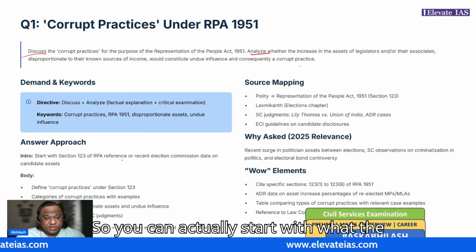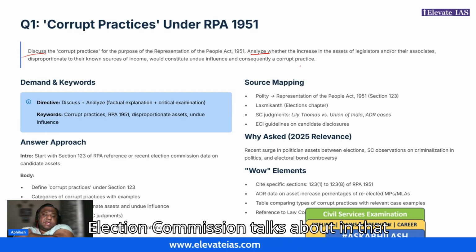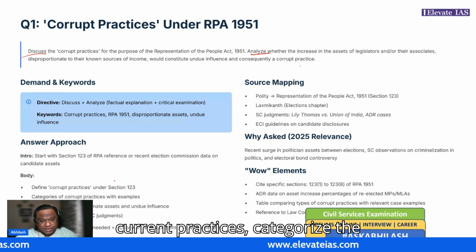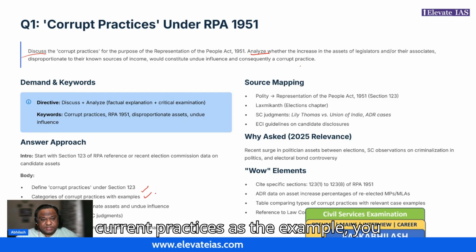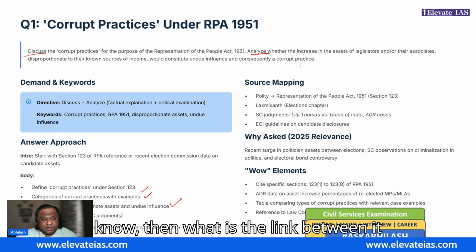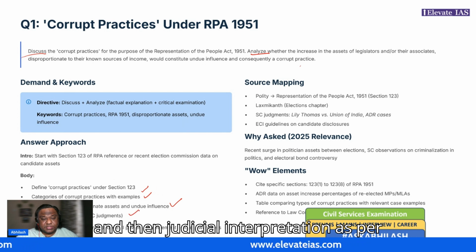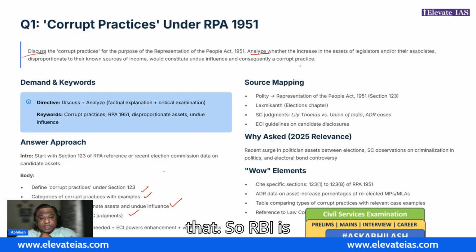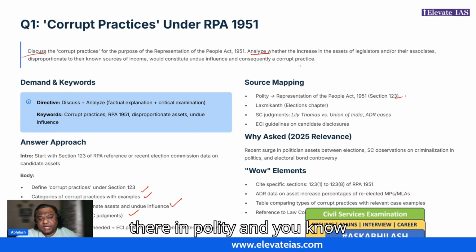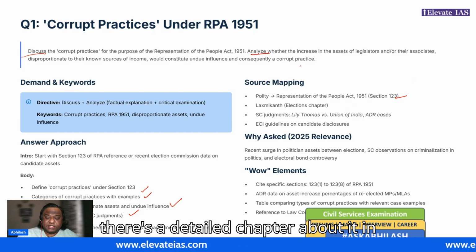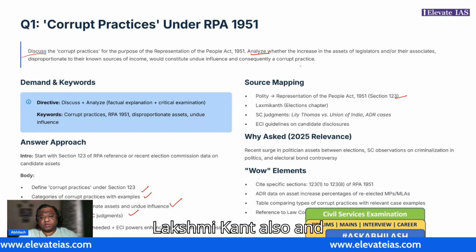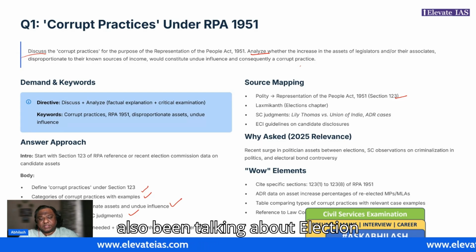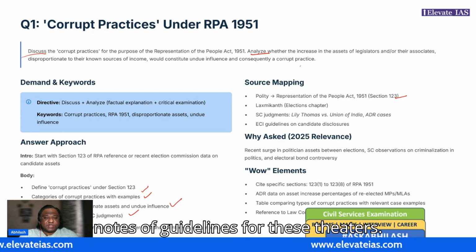So you can actually start with what the Election Commission talks about in that Section 123 of RPA 1951. Then you can define what corrupt practices are, categorize the corrupt practices with examples, then the link between them, and then judicial interpretation as per the SC's judgment. And conclude with electoral reforms and the need for them. So RPA is there in polity, and there's a detailed chapter about it in Laxmikanth also. And while preparing, you would have also covered the Election Commission. You would have prepared some notes on guidelines of what ECI does.